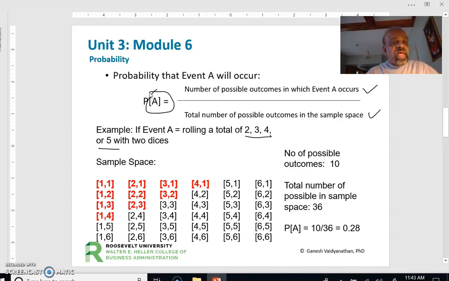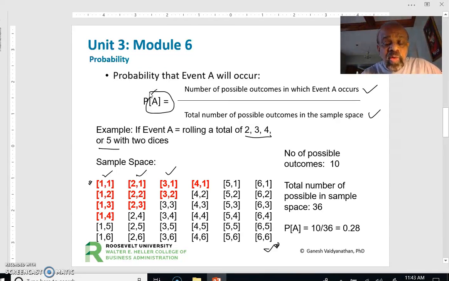So let's take the sample space. The sample space will be 1,1 through 6,6. So you have 36 different outcomes that can happen. And that will be your sample space. The sample space is going to be 36. So that is going to be 1,1 is the first, 2,1 is the second sample space, 3,1 is the third sample space, 6,6 is the 36th sample space. So your total number of possible outcomes in the sample space is 36.